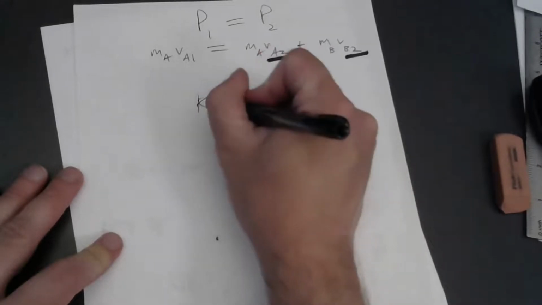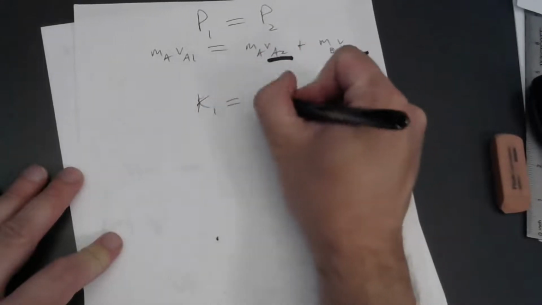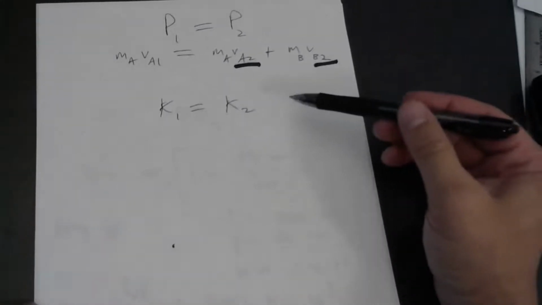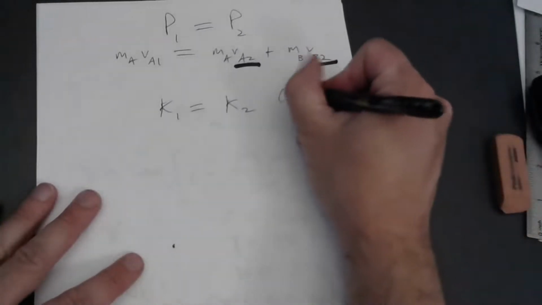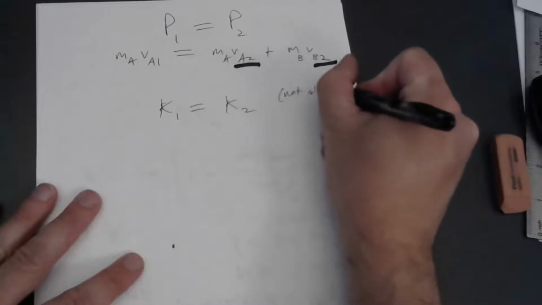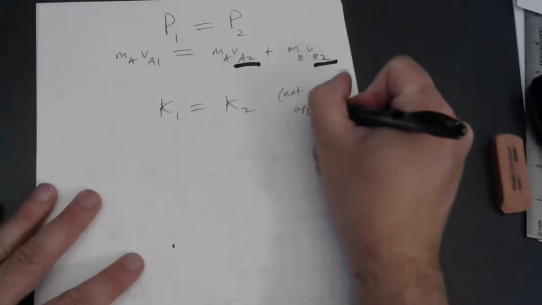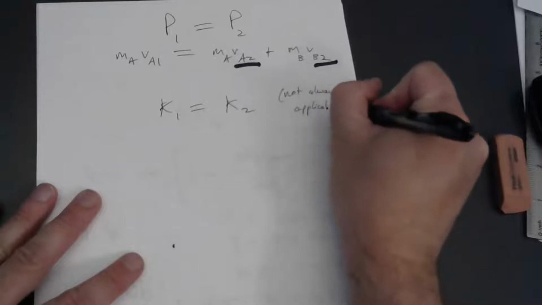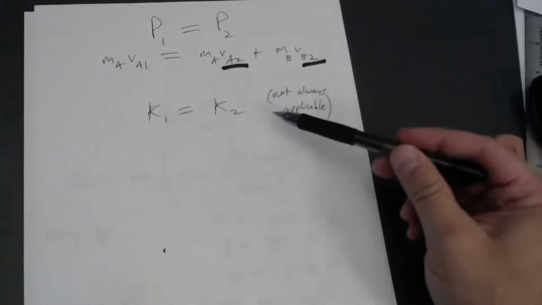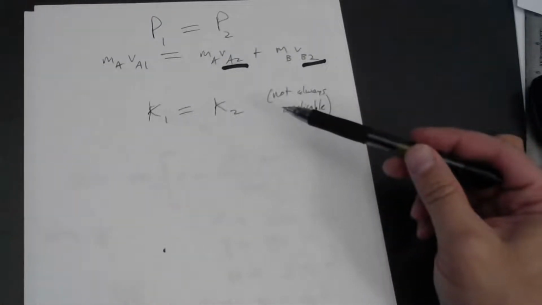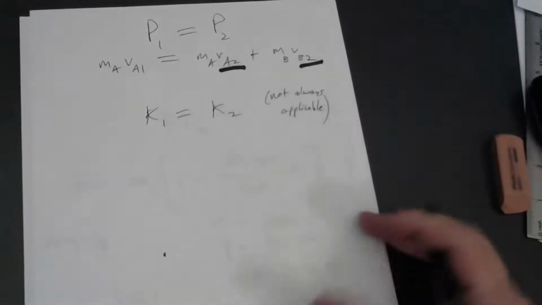In an elastic collision, the kinetic energy at the end is also the same as the kinetic energy at the beginning. So I want to make it clear that you cannot always apply this equation. It's not always applicable. So for the 2 vehicles that you watched crash head-on, you definitely cannot apply this condition because most of the kinetic energy was lost. It has to be an elastic collision.